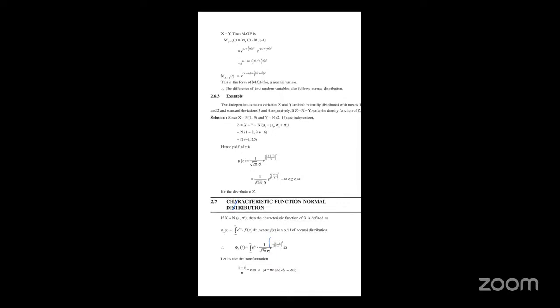Next, coming to the characteristic function of the normal distribution. Let's see now. Suppose the random variable X follows the normal distribution with mean and variance as the parameters. Then the characteristic function of X is defined as follows. One second, my screen.